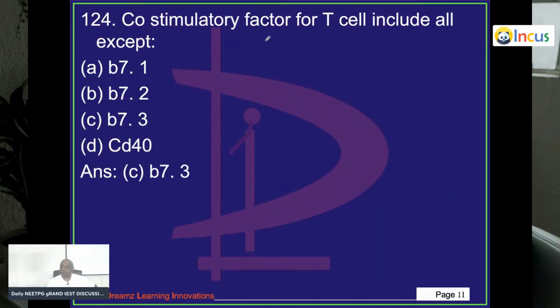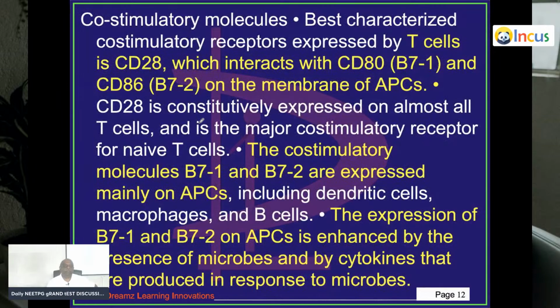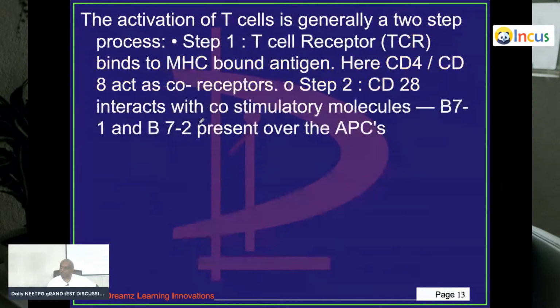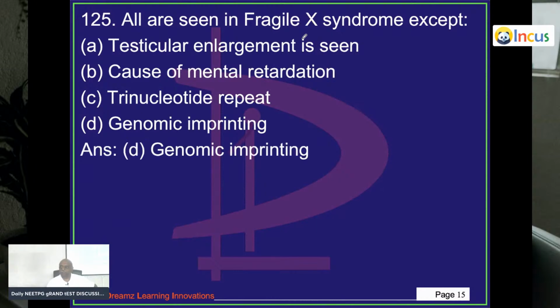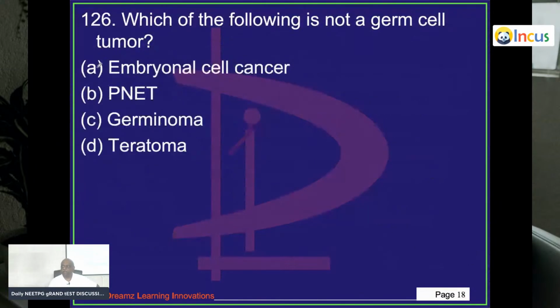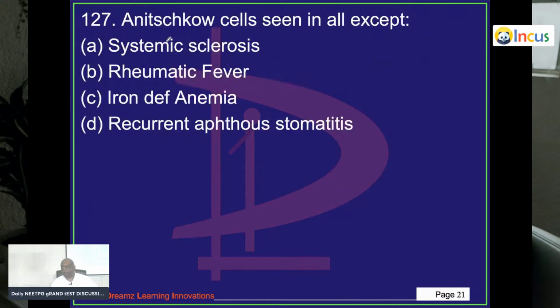Co-stimulatory factors for T cell are B71, B72 and CD40. If you know this, you know this, otherwise gone. These are all seen in Fragile X syndrome: trinucleotide repeat, mental retardation, testicular enlargement, which is a germ cell tumor, germinoma, teratoma, embryonal cell carcinoma.